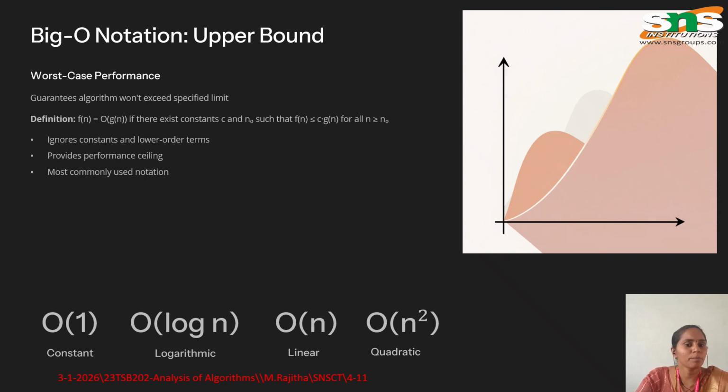Big O notation, upper bound. Big O notation represents the worst case performance of an algorithm. It gives an upper bound on the running time or space usage. This means the algorithm will never exceed this limit for large input. Big O ignores constant and lower order terms because they do not significantly affect growth for large values of input. Common examples include O(1), O(log n), O(n), and O(n^2). Big O is the most widely used notation in practice.